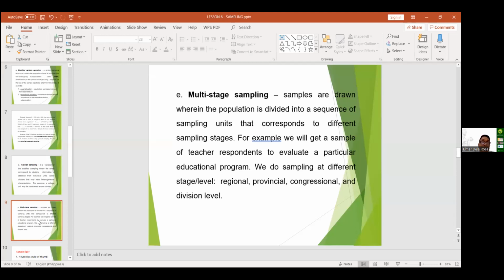Ay, hindi po pwedeng pantay-pantay. Mas marami pong schools ang region Calabarzon. O di, i-proportion mo siya para malaman mo kung ilang schools, ilang teachers ang kukunin mo sa bawat region, bawat province, bawat district, at bawat division level.